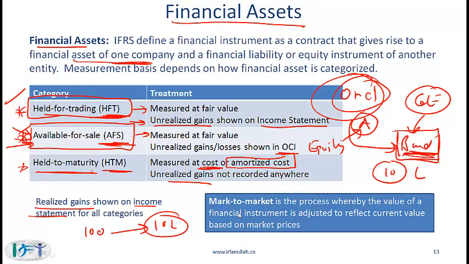There is another important term that you need to know, which is mark to market. Note that for held for trading and AFS, we are saying that the instrument needs to be measured at fair value. That means that even if you bought the instrument for 100 and now the value goes to 102, then on the balance sheet, the instrument needs to be shown at current fair value. This process of showing the instrument at current market value is called mark to market.